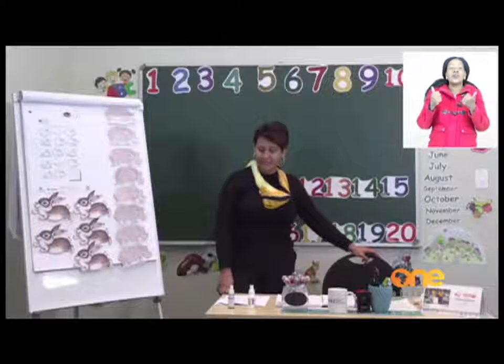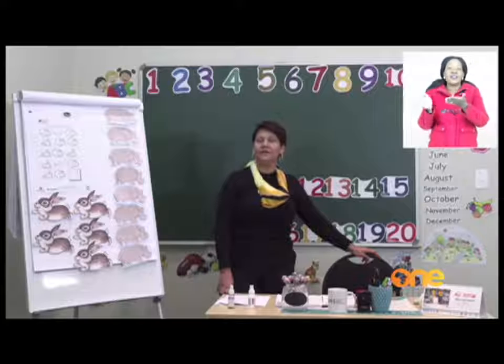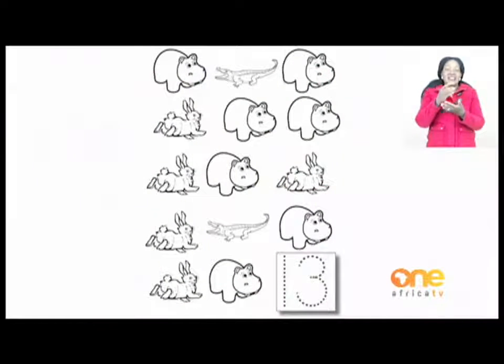Okay, friends, so let's turn to page 8 of our workbook. Let's see what must be done on page 8. Well, it's a coloring exercise. You have to count and find 13 animals and trace the number 13. Make sure you color your numbers. Make sure you color your pictures very, very perfectly.